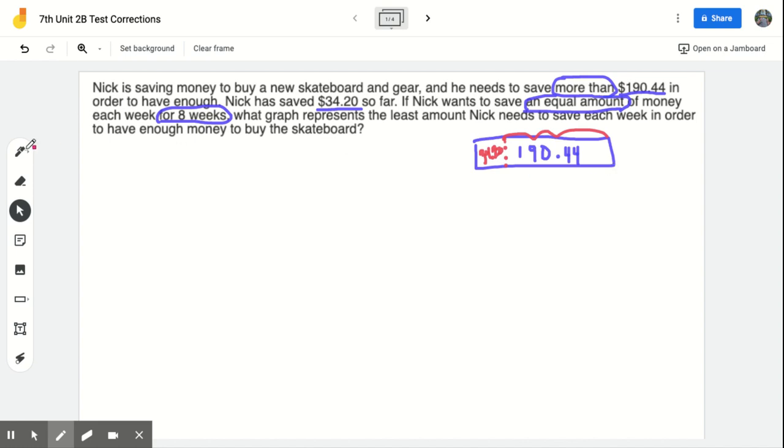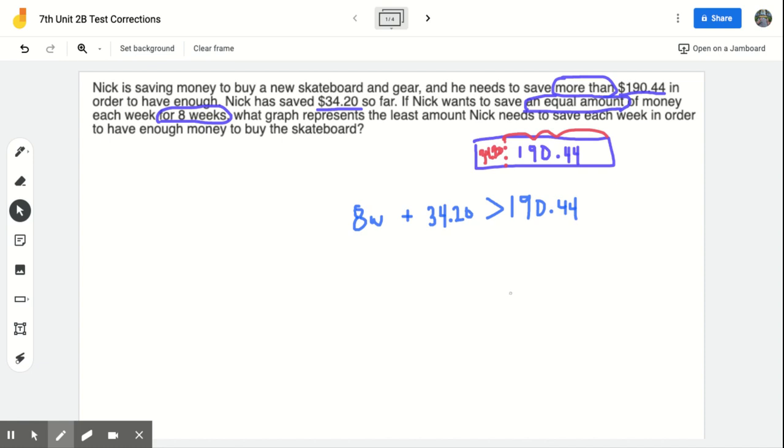Now let's go ahead and use a tool here. We'll write the inequality. So he wants to save more than. So I'm going to use the more than sign, the greater than. He needs to save more than that. And everything over here represents how much money he's going to need to save. So he already has the $34.20. And he's going to add that to what he saves over 8 weeks. 8 represents the number of weeks, and W, I'll just represent, is how much money per week he'll have to save.